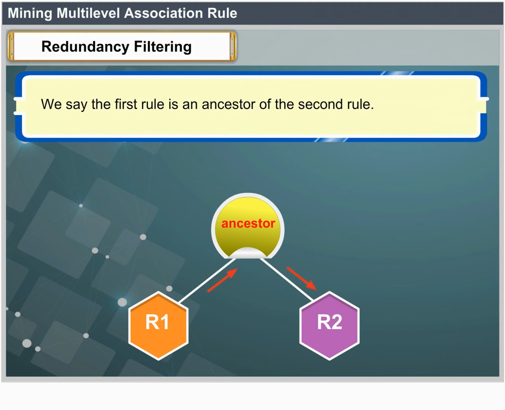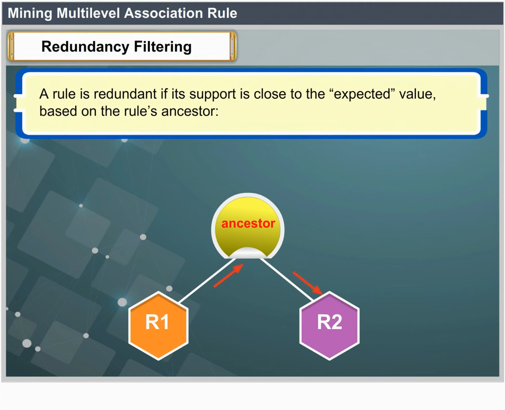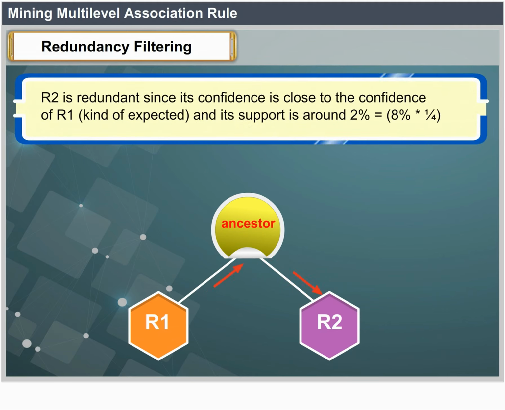We say the first rule is an ancestor of the second rule. A rule is redundant if its support is close to the expected value based on the rule's ancestor. R2 is redundant since its confidence is close to the confidence of R1, as expected, and its support is around 2%, which equals 8% of a quarter. Rule 2 does not add any additional information.